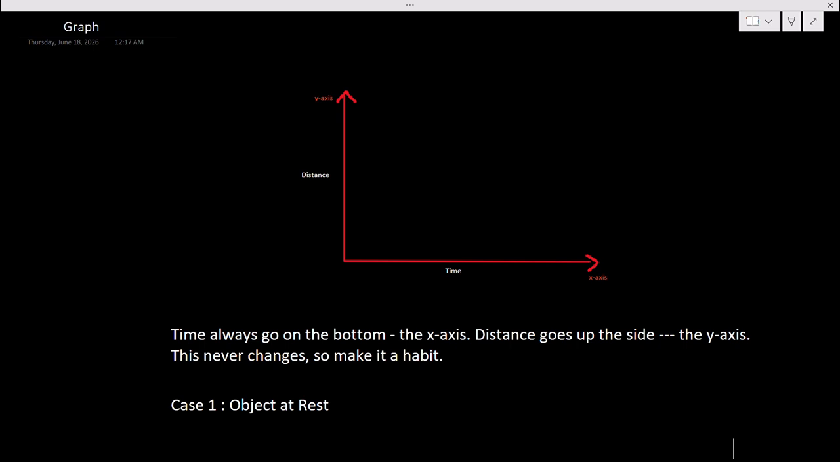Now there are multiple graphs, so we'll not be able to talk about all the types of graph, but we'll try to talk about most of them, and the remaining ones we'll try to cover in the upcoming videos. Okay. So case one is when the object is at rest.